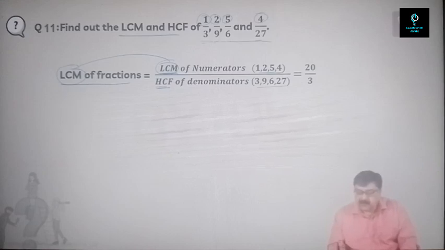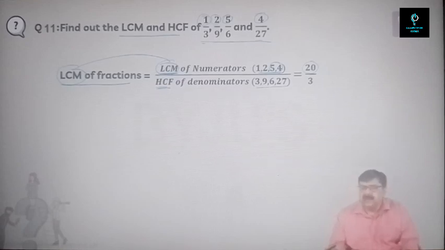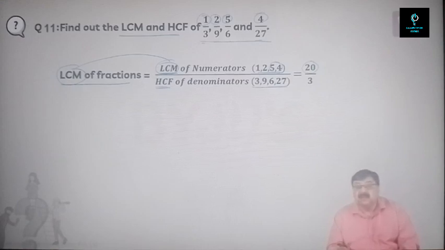So 1, 2, 5, 4. Evidently, it is 5 into 4 only that you need to consider, because 2 is a factor of 4. So 5 into 4 is 20. It will be divisible by 2 also. And for the HCF of 3, 9, 6, 27, you see that each of these numbers is divisible by 3, and that is the highest common factor, because 3 divides 3. You can't have a number greater than 3 as a factor of 3.